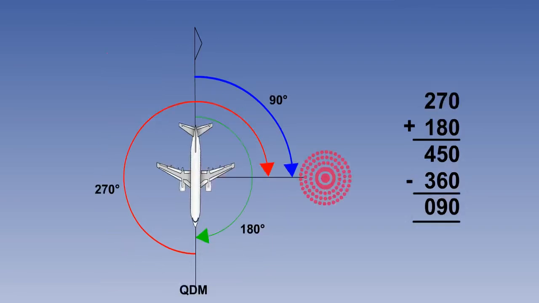If the total of the heading and the relative bearing comes to more than 360 degrees, deduct 360 from your total to give the magnetic heading to the NDB. For example, a relative bearing of 270 degrees and a heading of 180 degrees totals 450 degrees. Take away 360, which leaves 090 degrees as the magnetic course to steer to the beacon.